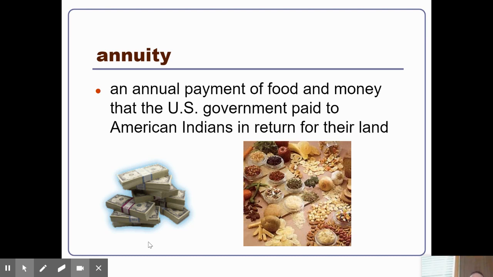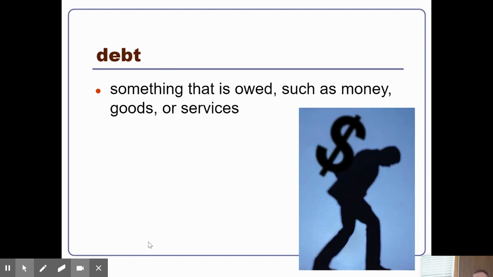What we're going to find out is how much were these annuities, what were the Dakota and the Ojibwe receiving in exchange for their land, and were those annuities followed? In other words, were the treaties followed and promised as written between the Dakota and the U.S. government and the Ojibwe and the U.S. government? Debt just simply means something that is owed, such as money, goods, or services.